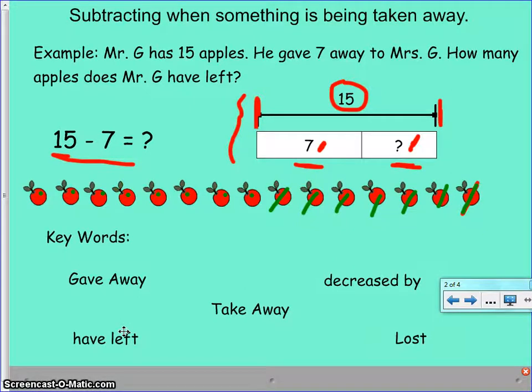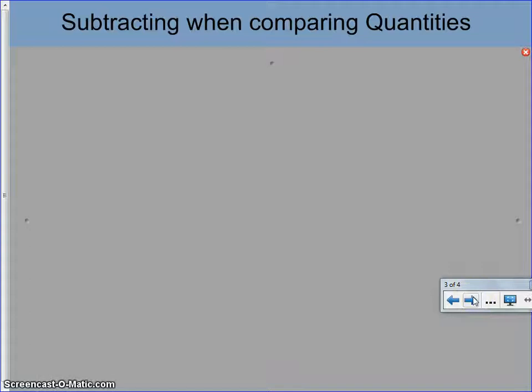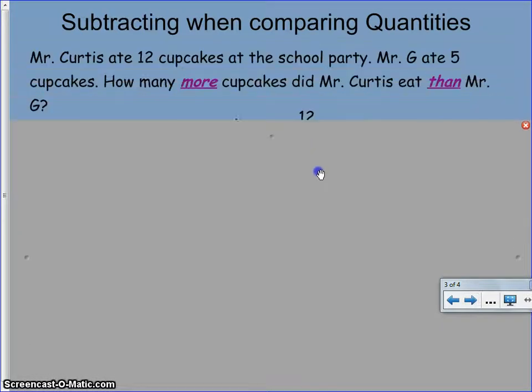So again, the next one we want to look at is subtracting when comparing quantities. And again, this is like comparing two different numbers. Or if somebody has a certain amount of objects and you want to see, well, who has more and by how many more do they have. Or maybe you're comparing how tall something is and you want to know how much taller it is. Then you're going to compare numbers by subtracting. Take a look at this example.